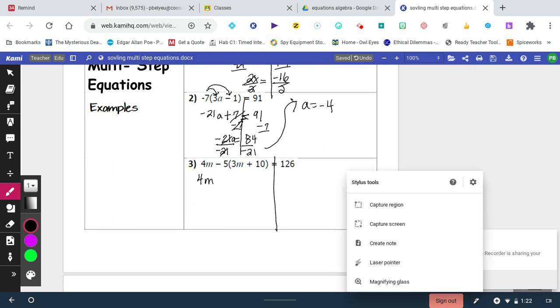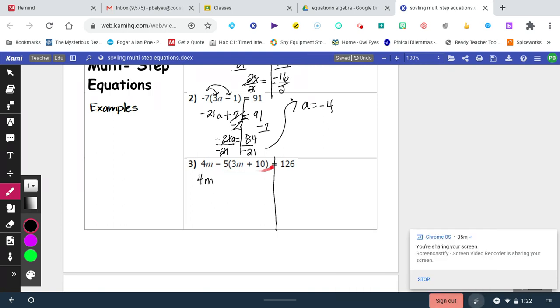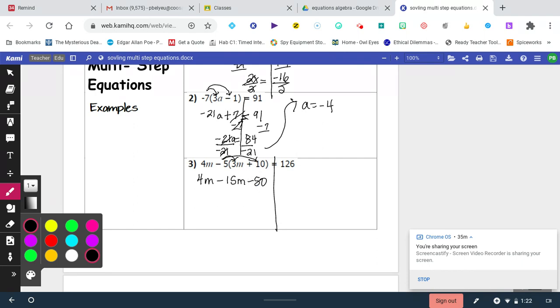So I have to remove this part first. I've got to work with this. I've got to use the distributive property right here. You're not distributing 5. Look at this as negative 5. So you're going to distribute a negative 5. I know it says minus 5, but look at it as negative 5, okay? Negative 5 times 3m is negative 15m. If I say negative 15m, I write negative 15m. Negative 5 times positive 10 is negative 50. If I say negative 50, I write negative 50.